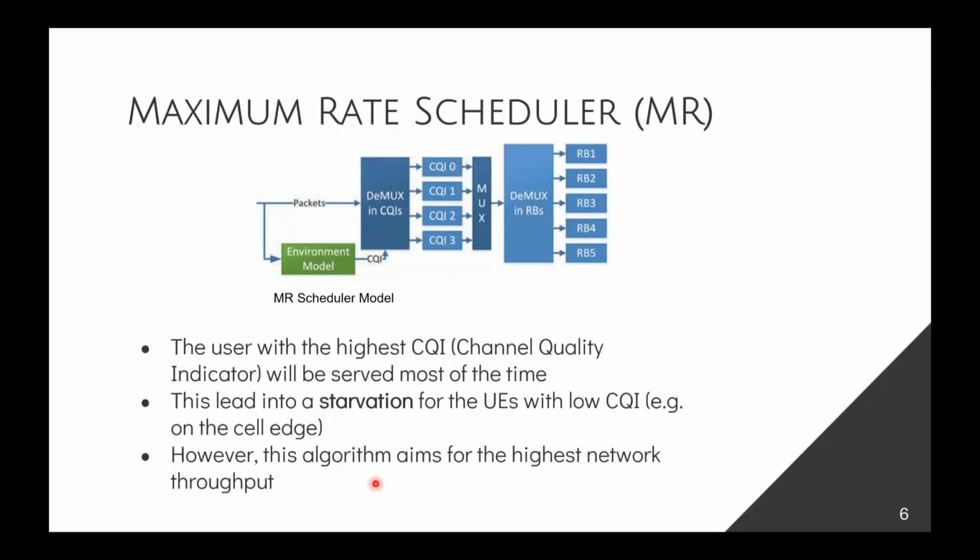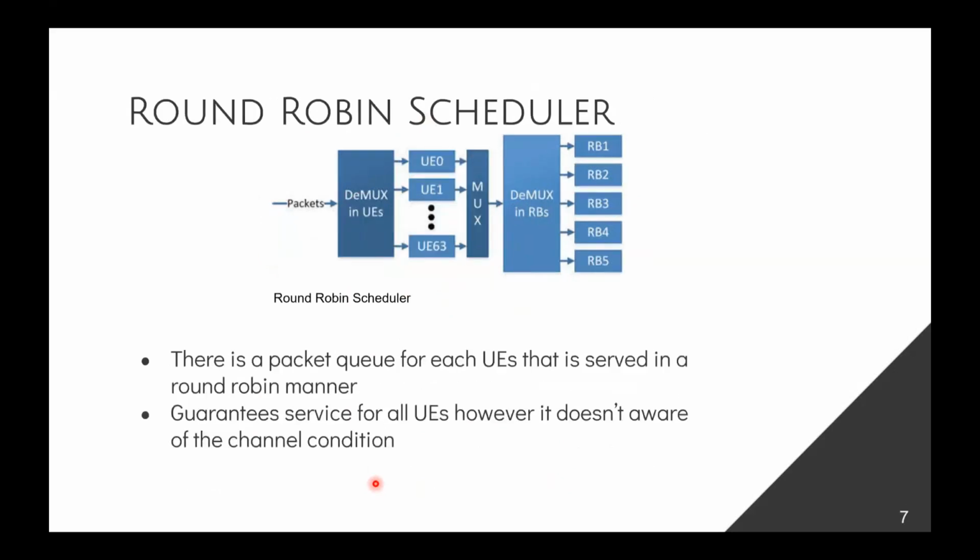The second scheduling algorithm is the round robin scheduler. The round robin scheduler basically just sends a packet from one user to another, one by one. This scheduler guarantees service for all users. However, it isn't aware of the channel condition, so it doesn't know if UE1 has the best quality or UE63 doesn't have a good quality. All of them have the same priority in this round robin scheduler.